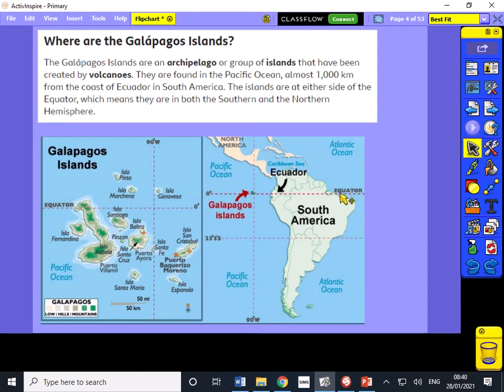This is the equator. Some of the hottest places on Earth are on the equator. And then about 600 miles out, right here, are a group of islands called the Galapagos. Okay? And unusually, they are bang on either side of the equator. So they're both in the southern and northern hemisphere at the same time, which I thought was quite interesting.